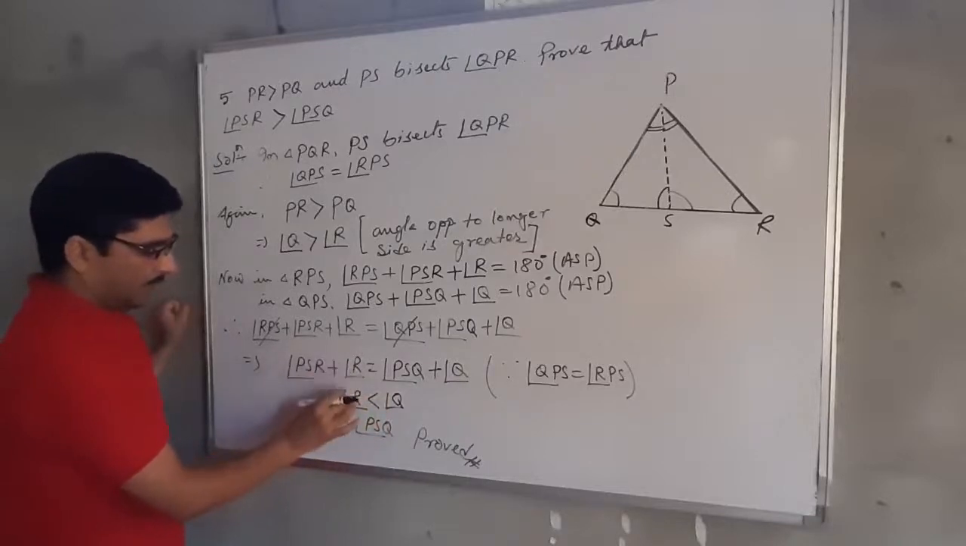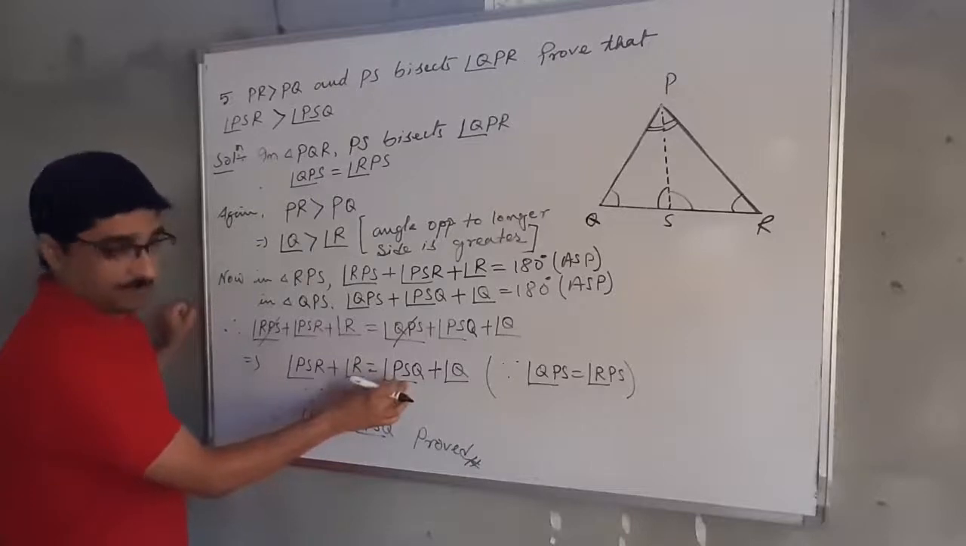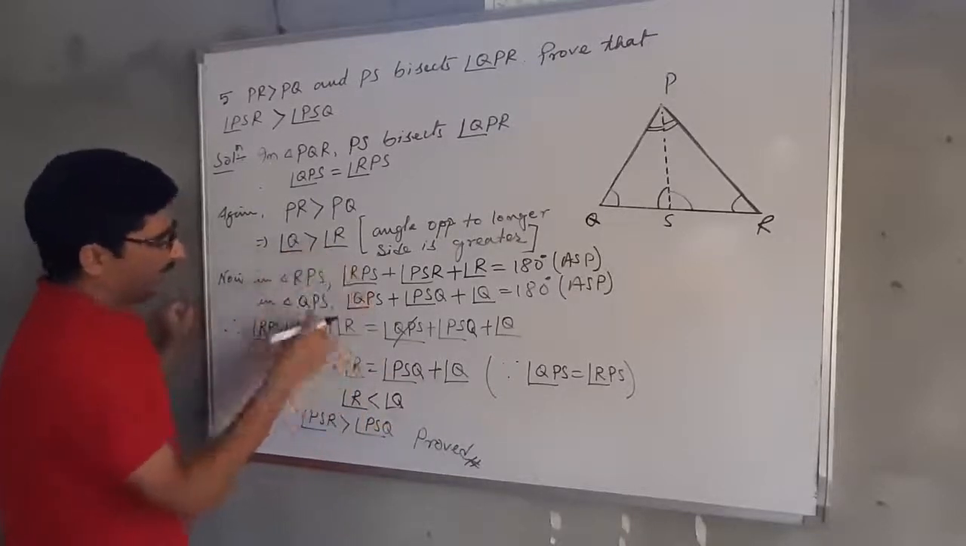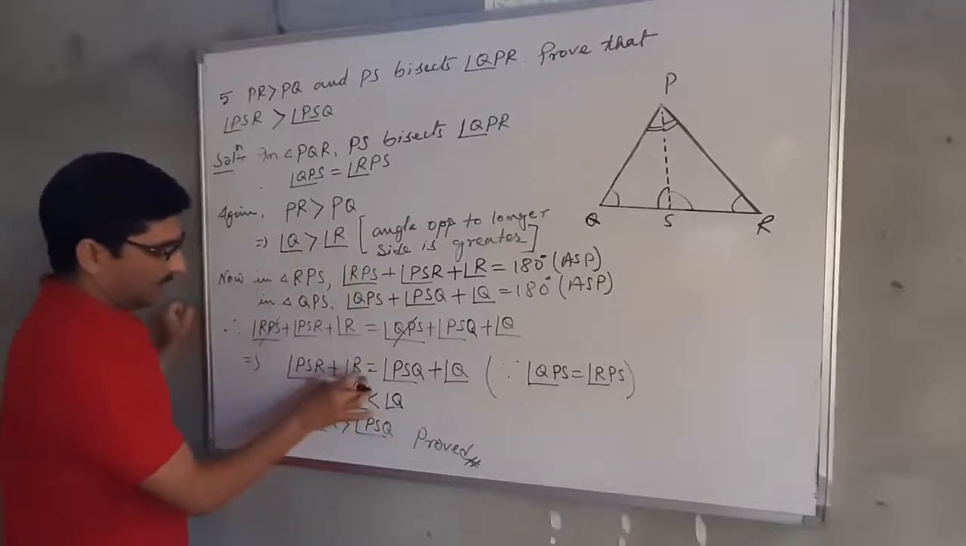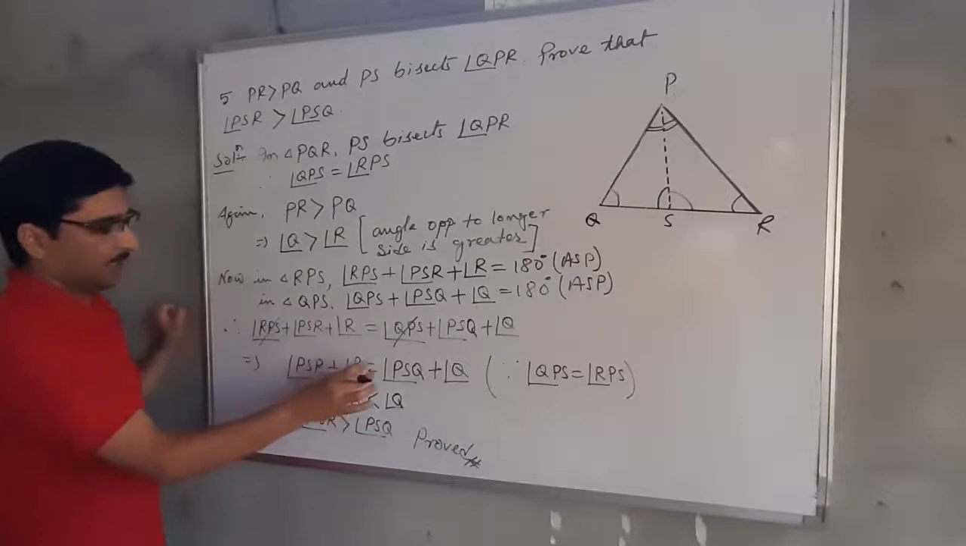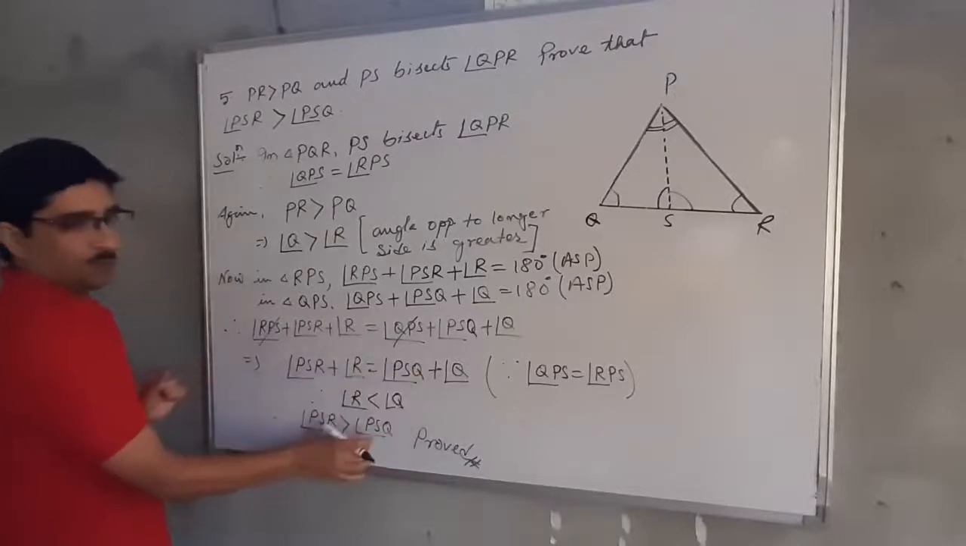If R is less than Q, then PSR will be greater than PSQ. That way you can understand better. That's why, instead of Q greater than R, I have written R less than Q. If R is less than Q, then the remaining PSR is greater than PSQ. Hence it is proved.